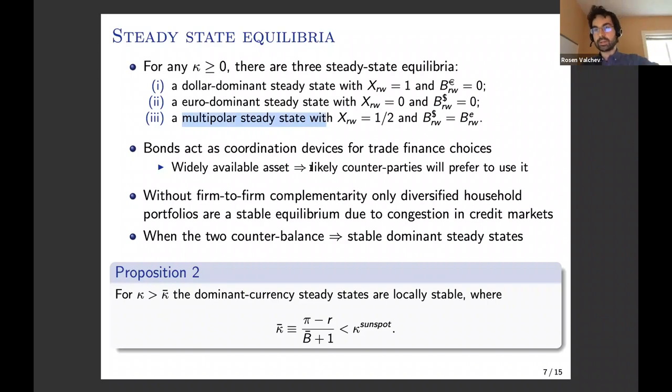The way to make the dominant currency steady states both stable and not subject to sunspot shocks, so to be determinate, is to have an intermediate value of kappa, an intermediate value of coordination across countries, which is going to balance out the financial friction and the currency mismatch coordination.